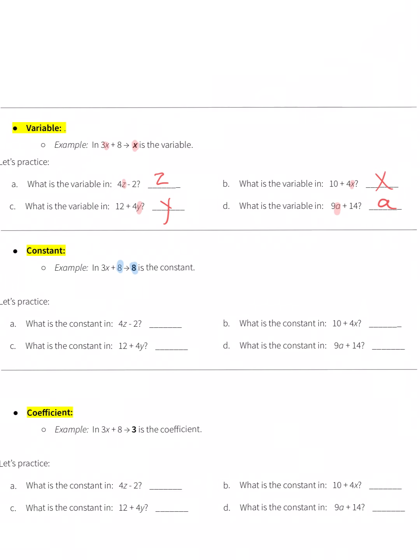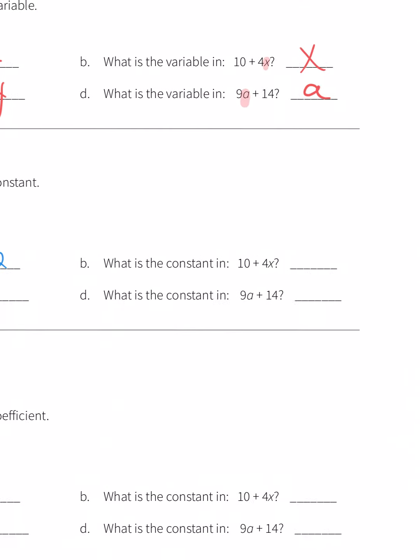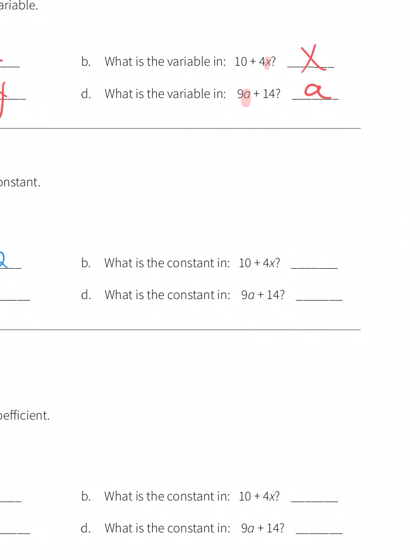We go to this one. What is the constant in 4z minus 2? Well, my plain number here is 2. And we're going to keep the operation with it, so I'm actually going to write this as minus 2, or negative 2. Go to the next one. What is the constant? Well, I can see here I have 10 plus 4x. 10 is the number that's all by itself, a big old loner sitting there. So the constant here would be 10. All right, try the next two on your own.